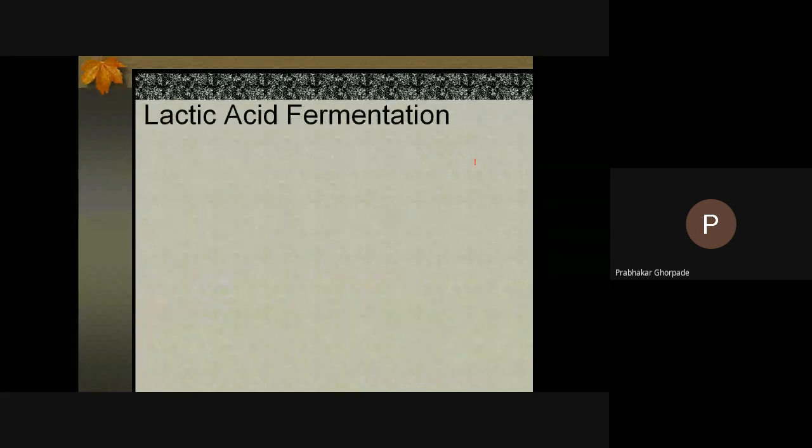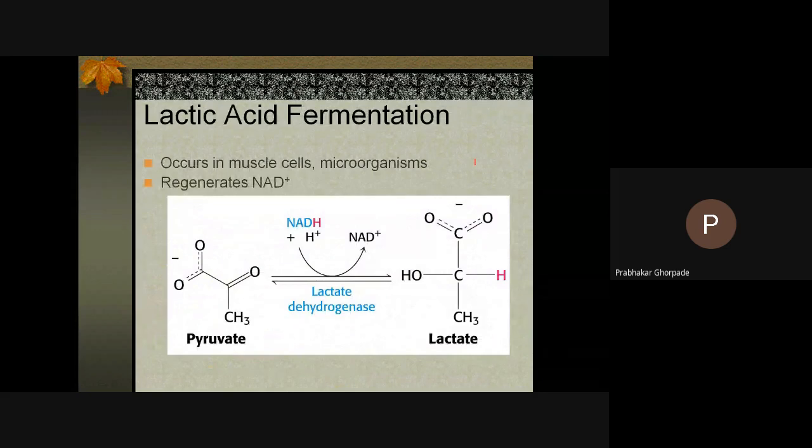Now lactic acid fermentation. One phase we saw, pyruvate is converted into the ethanol molecule. Now the second phase: how does lactate happen? In the previous step we saw pyruvate can get converted into lactate. This occurs in the muscle and microorganisms, and this helps in the regeneration of NAD. We have the lactate dehydrogenase enzyme present in us. If pyruvate is there, in the presence of NADH, this pyruvate is converted into the lactate molecule.